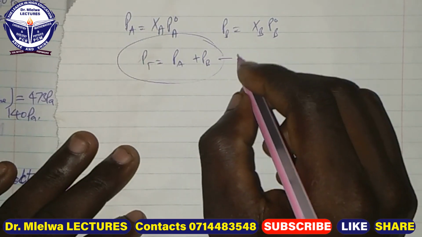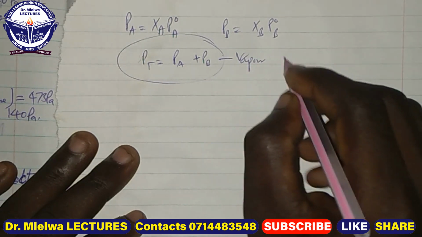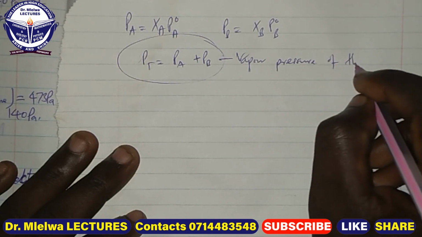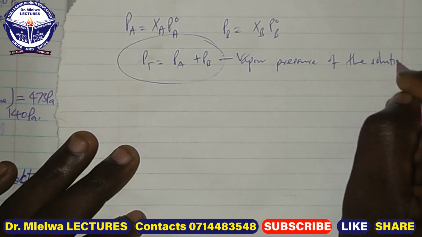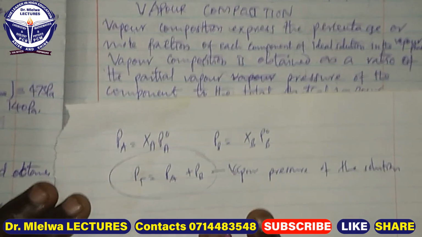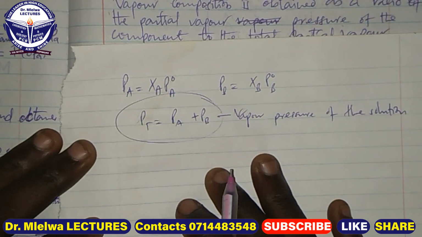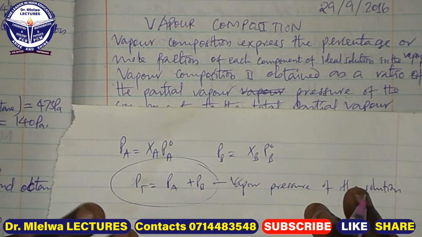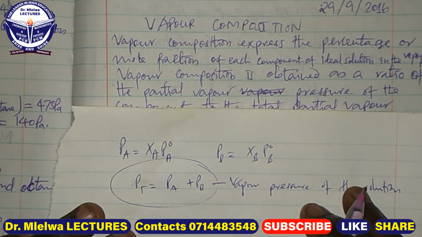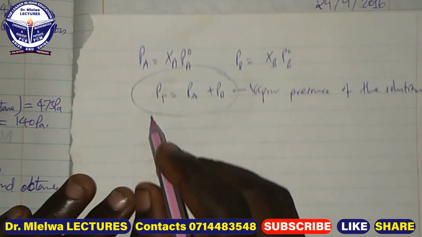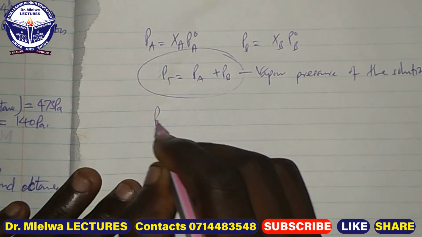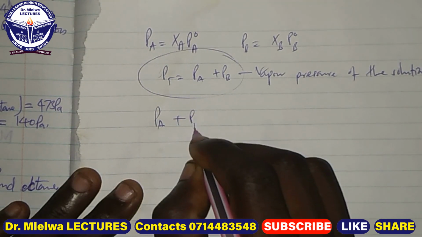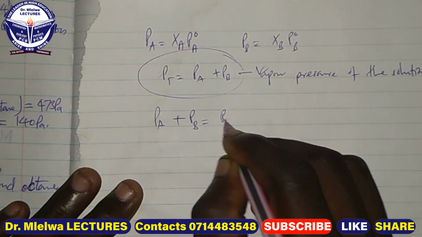This is called the vapor pressure of the solution. Now, in this concept of vapor composition, we want to know to how much extent the vapor will be formed by component A, and to how much extent the vapor will be formed by component B. As we know, in the vapor phase, we will have pressure of A, which is equal to PA, and pressure of B, which is equal to PB, making pressure total.